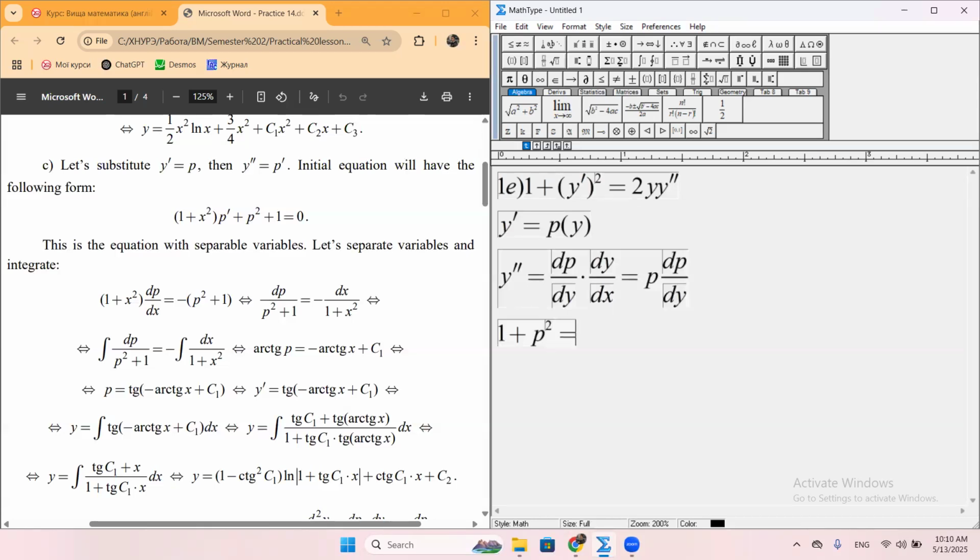So reducing the order, I have 2 p multiplied by p by dp by dy. So I have two variables here, p and y. This is an equation with separable variables p and y. No x, only two variables, and it is convenient to solve.